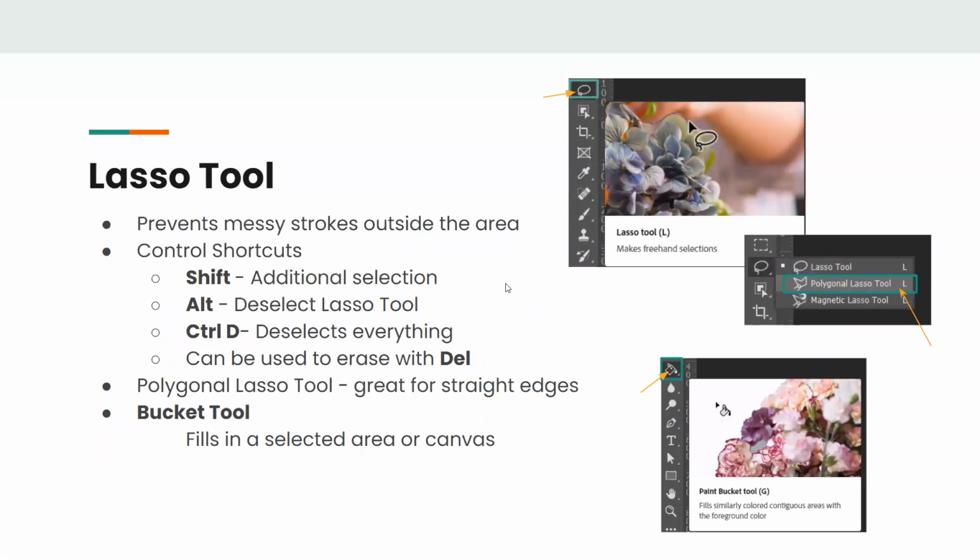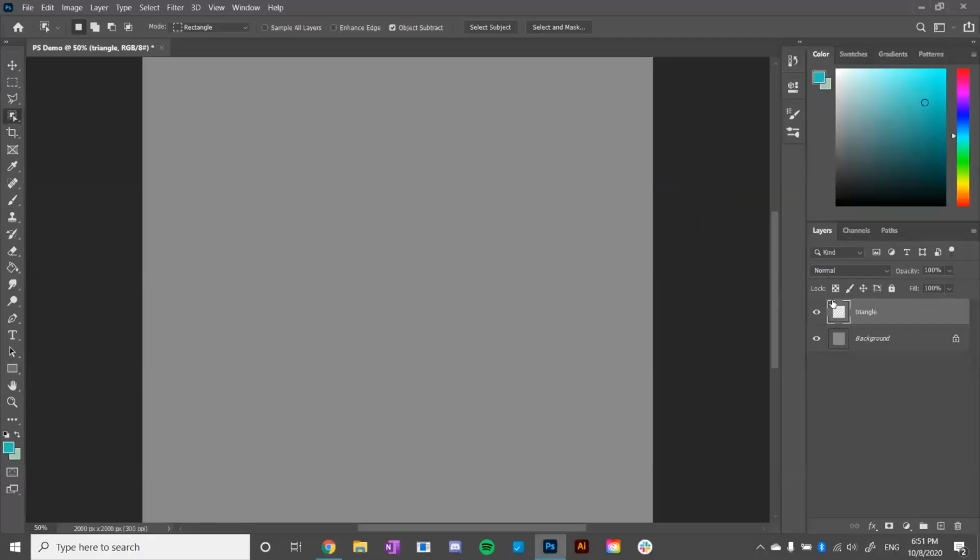The lasso tool is great for preventing messy strokes outside of the area. And this gives you a lot more control than the brush can give. To demonstrate, we're going to go back here. I'm going to delete this layer, create a new one, and name this grass.